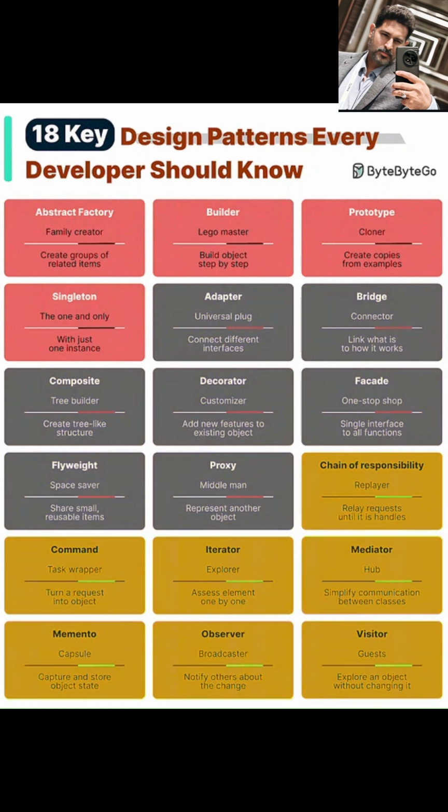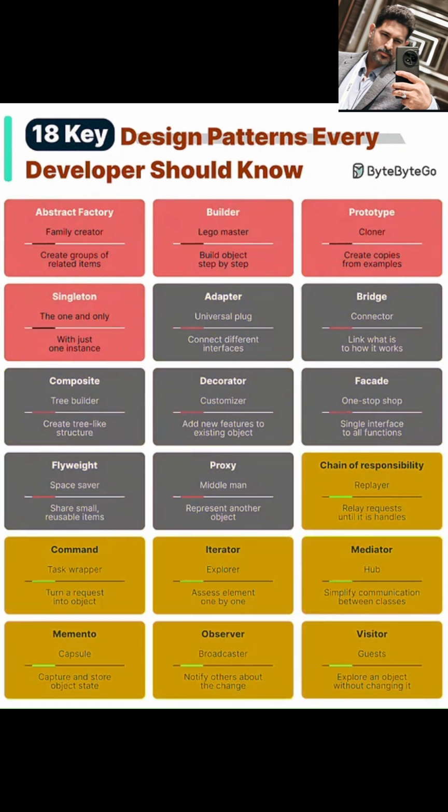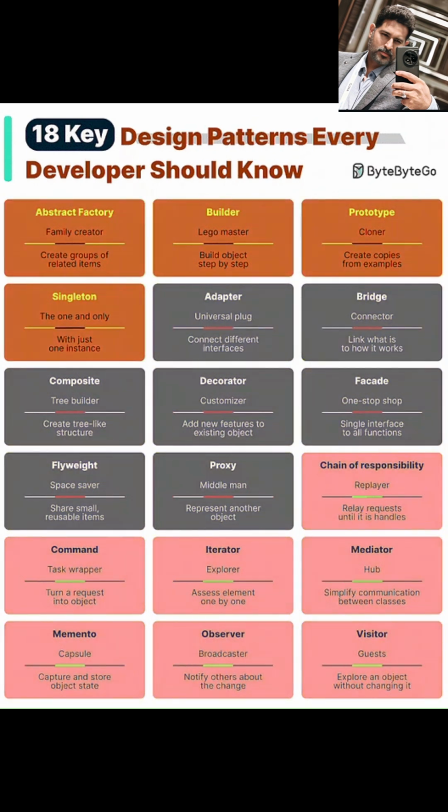Then there's the prototype, the cloner. This pattern lets you create new objects by copying an existing object, the prototype. It's useful when creating new objects is expensive, and you can just clone a pre-configured one.